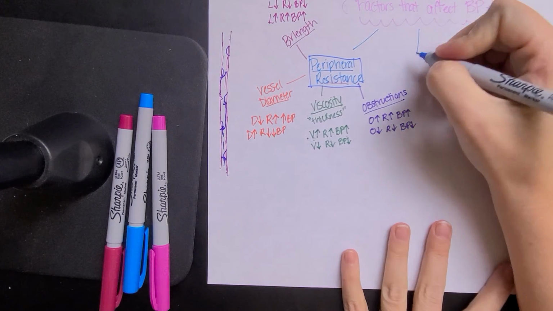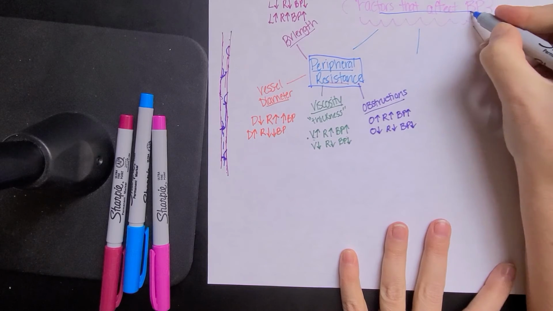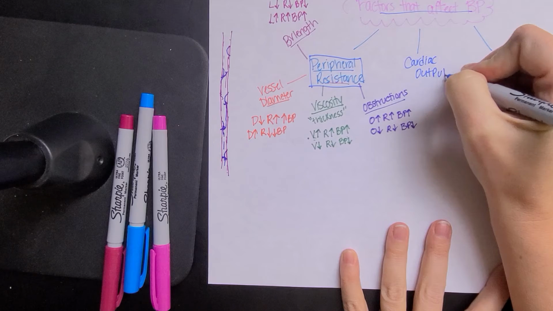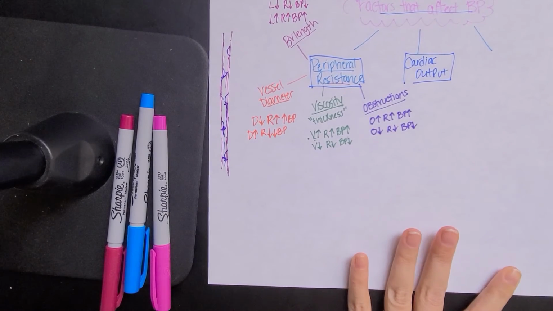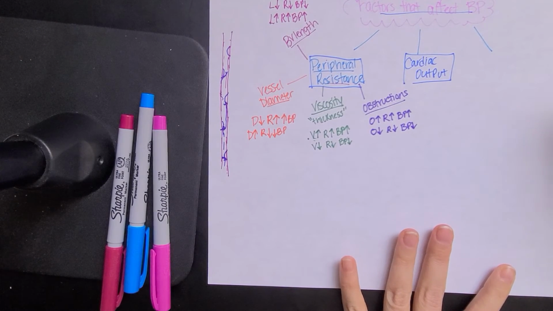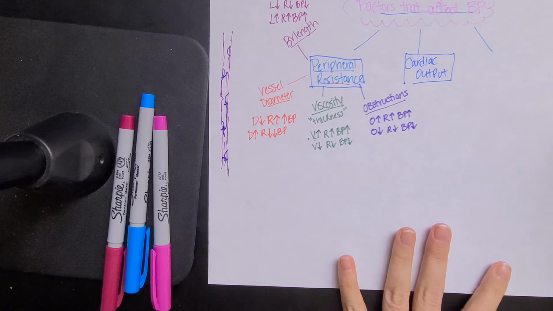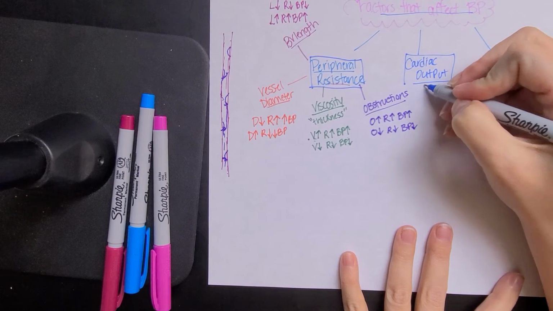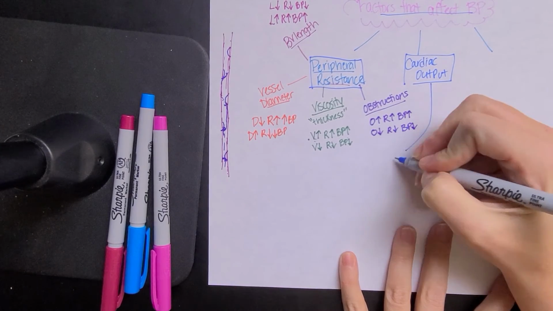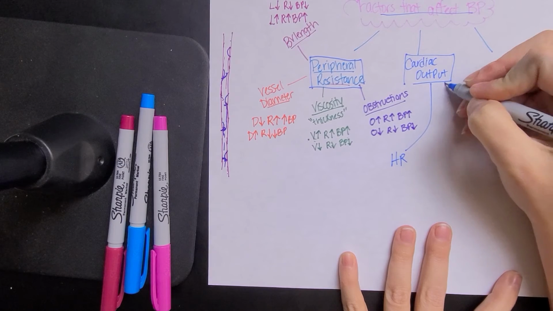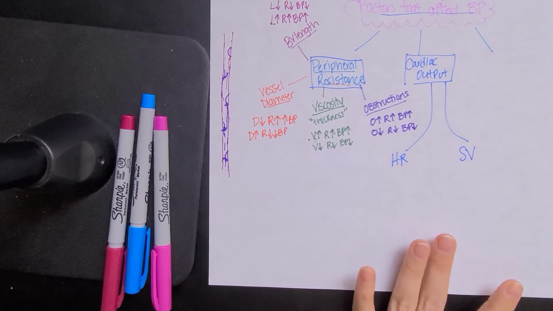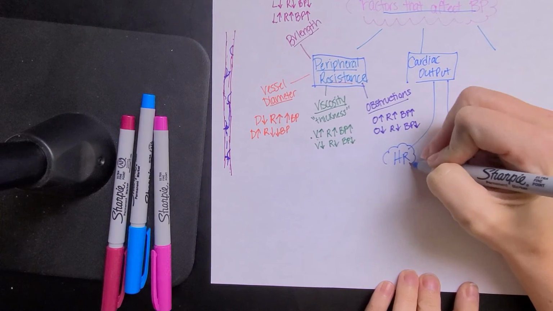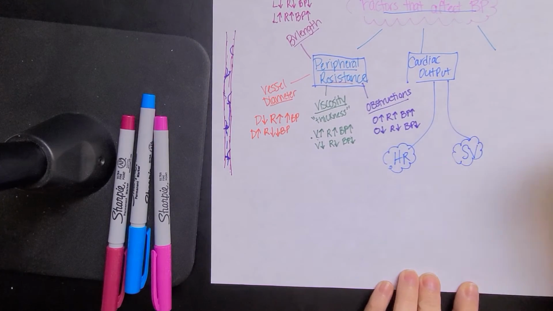So we have cardiac output as our second major factor that affects blood pressure. And we know all about cardiac output from the last chapter, right? The cardiac output is the amount of blood being pumped out of the heart every single minute. It is a factor of two things, and these are the two things that we're going to put on our chart here. We have heart rate, right? And we have stroke volume. Those are our two big players here when it comes to cardiac output.